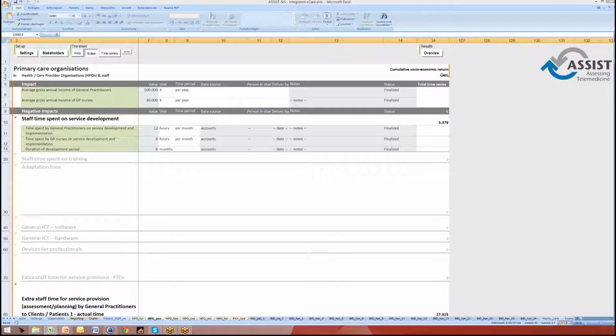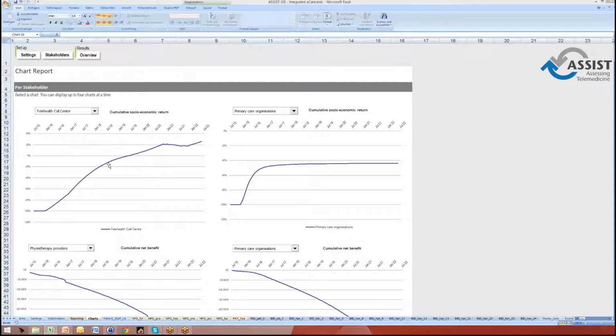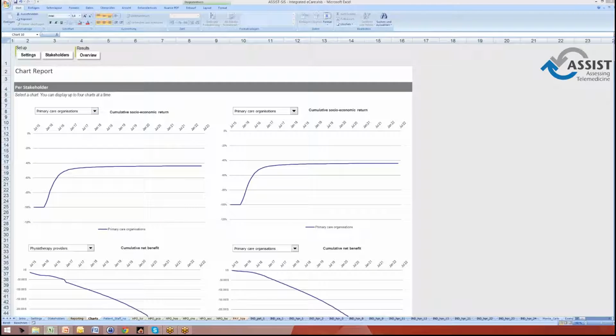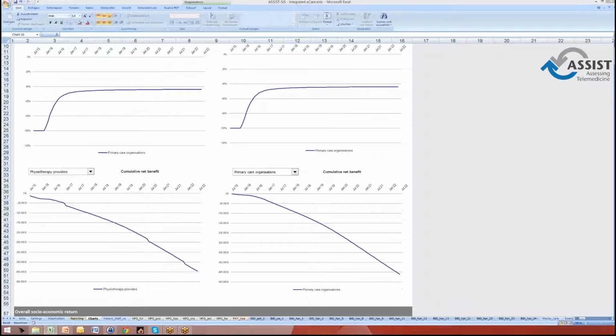But again, there is this minus in front of the number, and then if we go to the chart sheet again and select the primary care organizations, you can see the same expressed as a graph. What might be interesting, as Rainer said, is that the socioeconomic return includes money, resources, and intangibles. But even if you're looking only at the cumulative net benefit, which is concerned with money and resources, select the primary care organization.